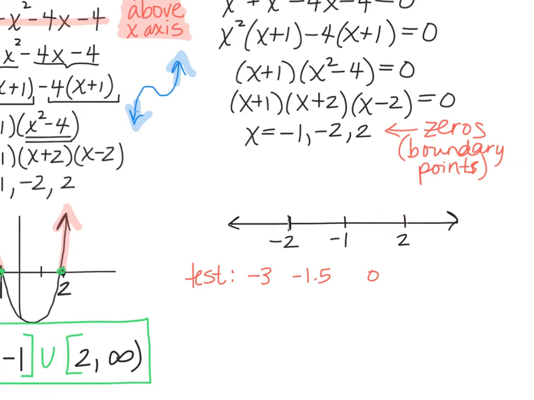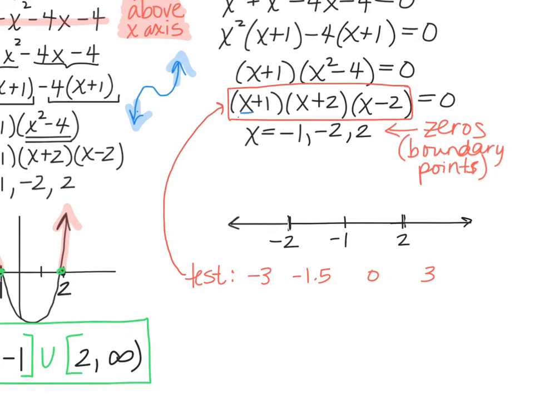And lastly, I need a value in this final interval that would be greater than 2, so I will choose +3. So now, when I actually go to do the testing, I'm going to take these test values and substitute them back into the factored form that I had up here, which was x plus 1 times x plus 2 times x minus 2. So I'll begin with -3, and I'm substituting -3 in for x.